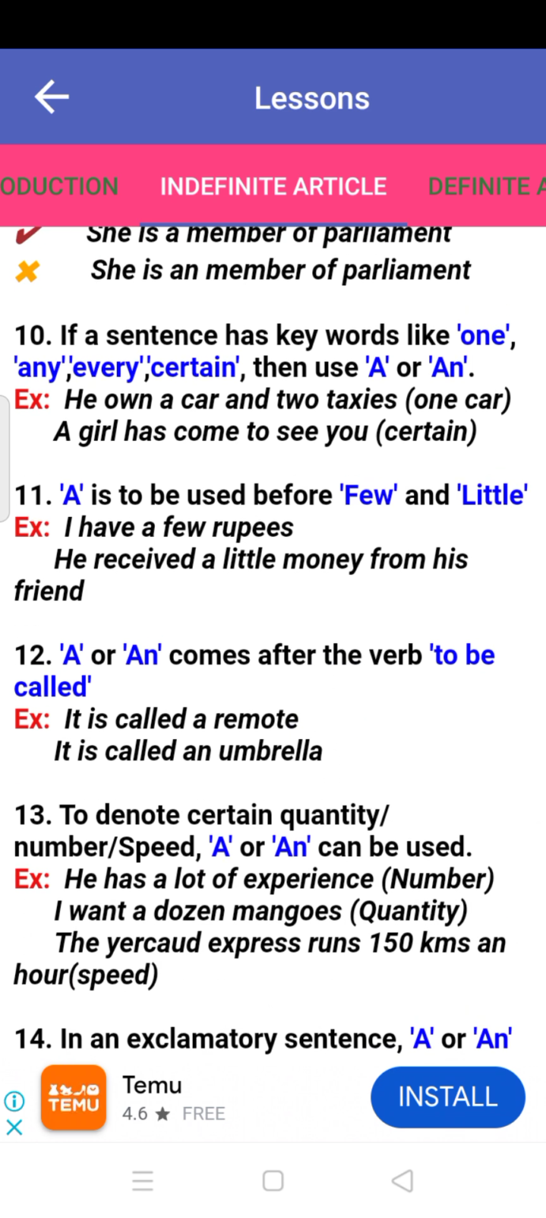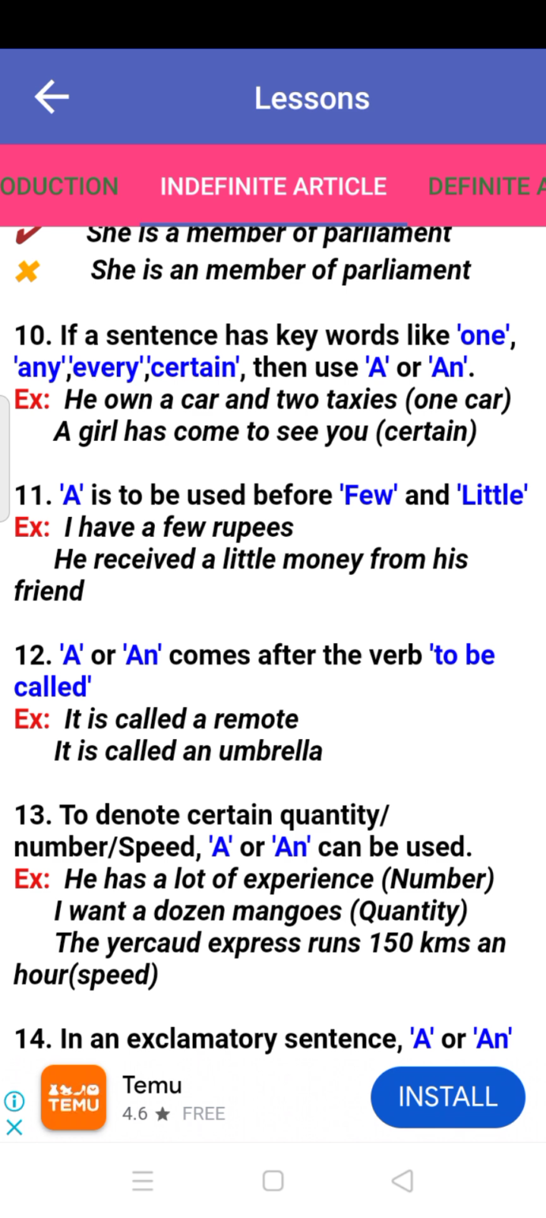The 10th one is: if a sentence has keywords like one, any, every, certain, then use a or an. Example: he owns a car and two taxis. So he has only one car. Therefore, we use a before the car. So he owns a car. He owns a car and two taxis.